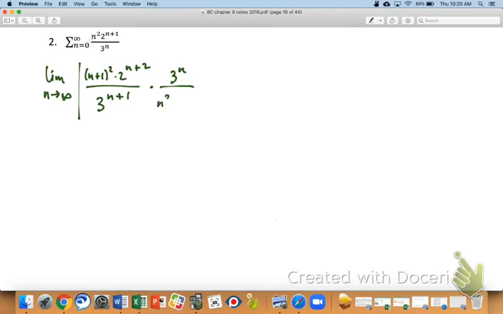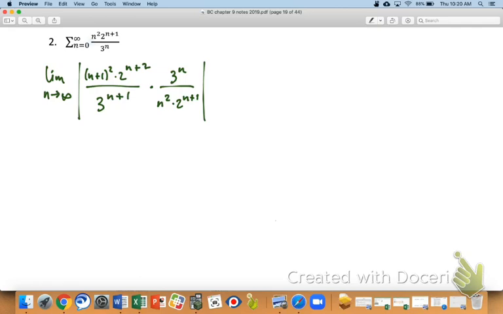So here's what it looks like. Limit as n heads towards infinity. And then the n plus 1th term would be n plus 1 squared times 2 to the n plus 1 plus 1, which is really n plus 2, over 3 to the n plus 1. So that's my n plus 1th term. I replaced all the n's with n plus 1. Okay. So then that's divided by, or copied out flipped by, 3 to the n over n squared times 2 to the n plus 1. So far, so good?